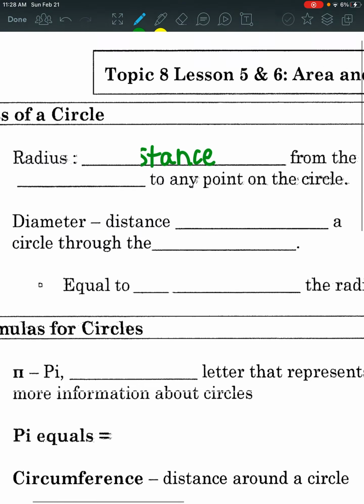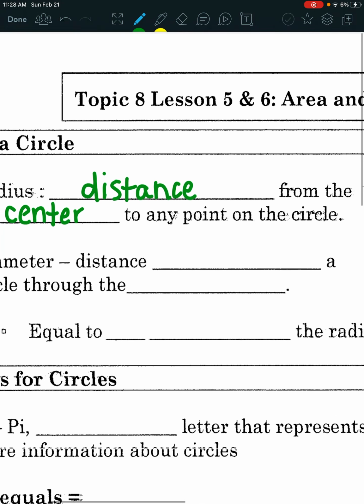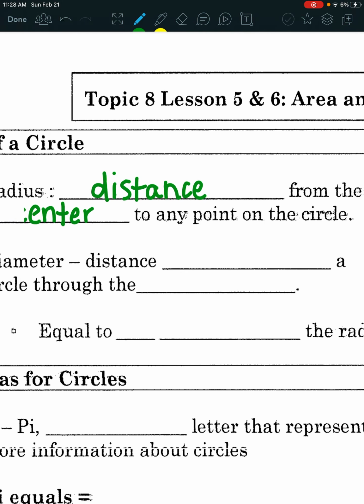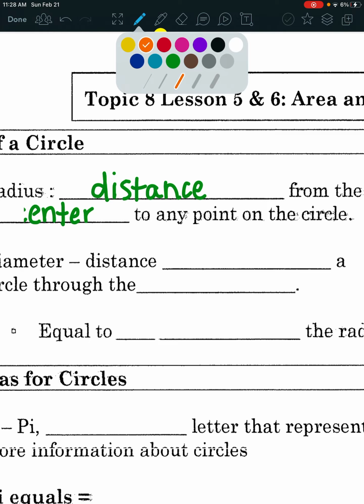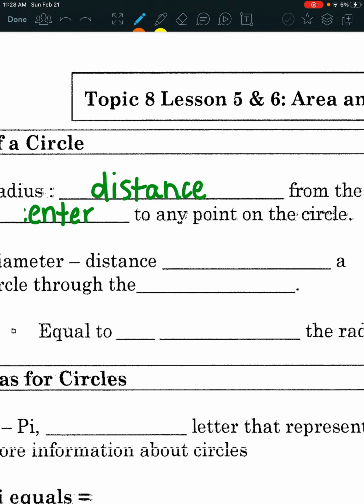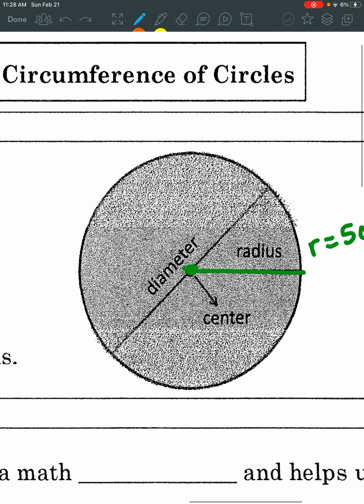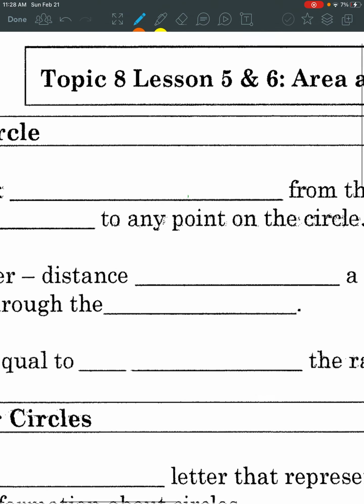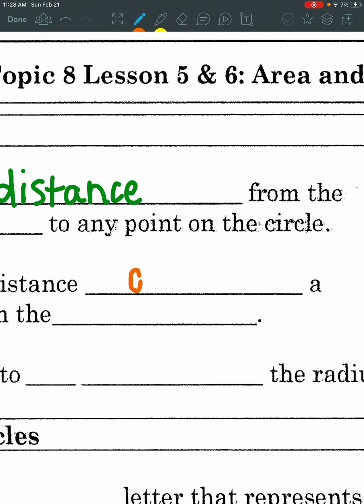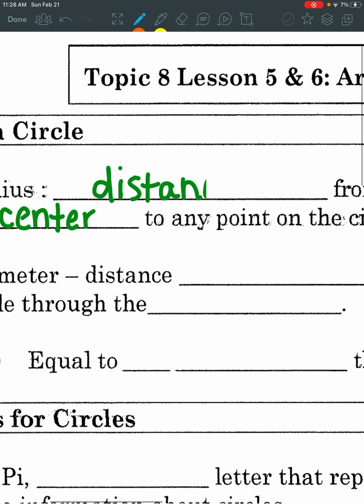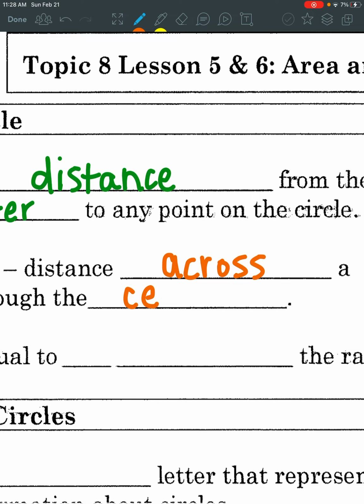Okay, now the diameter is the distance all the way across the circle, and it has to go through the center. So I'm going to change colors to show you then in the circle. So notice it is going through the center, so there's one radius, and if we go the other direction as well, all the way across, then that is what we call the diameter. So the diameter is the distance across a circle, and it goes through the center of the circle.